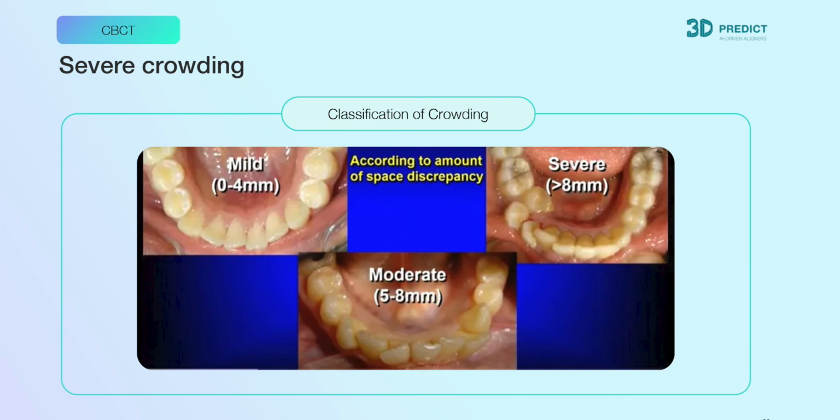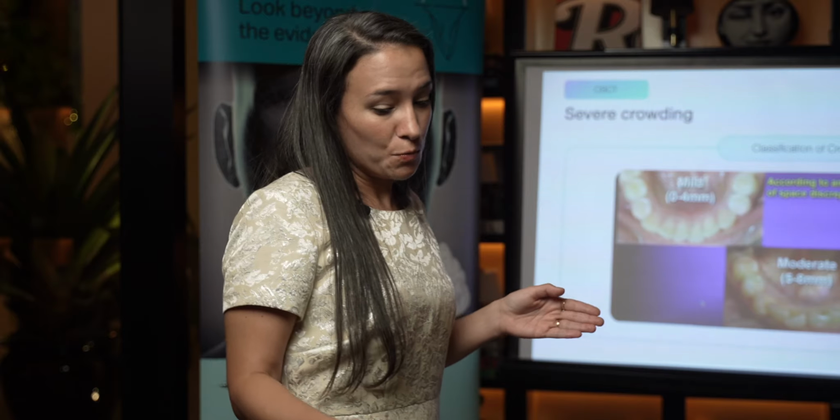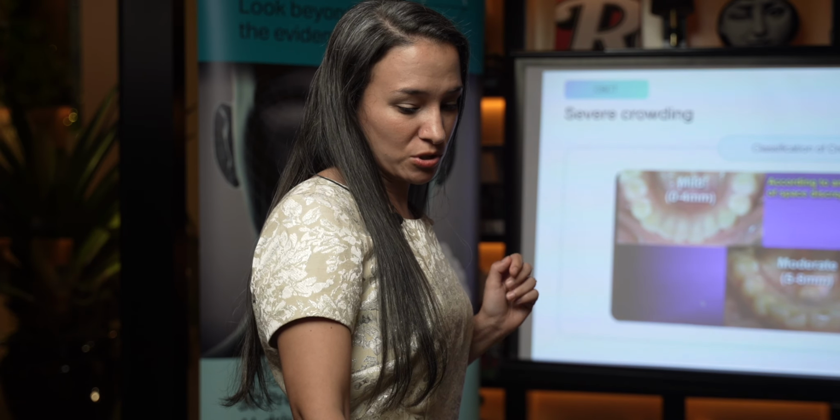So, severe crowding. If you have severe crowding, there's going to be a lot of rotation, a lot of expansion, right? Maybe a lot of proclination. Maybe you're going to need extractions. CBCT is needed. We need to know the supporting structures of that patient.